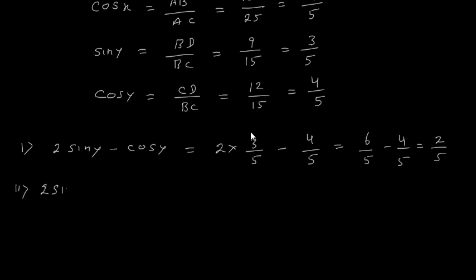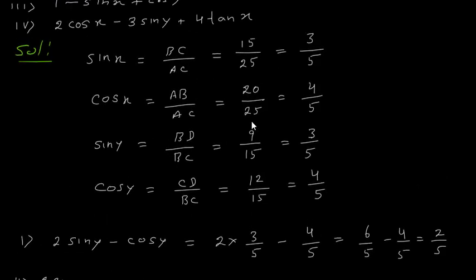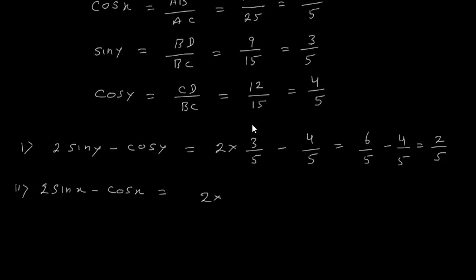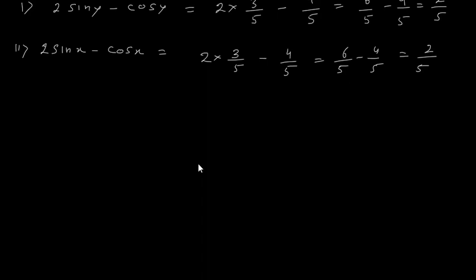2 sin x minus cos x. So this is 2 into, what is the value of sin x? It is 3 upon 5, minus the value of cos x. The value of cos x is 4 upon 5. So here also it is 6 upon 5 minus 4 upon 5. This gives the answer as 2 upon 5. So the value of 2 sin y minus cos y is the same as the value of 2 sin x minus cos x. Now let us see what the third question is.